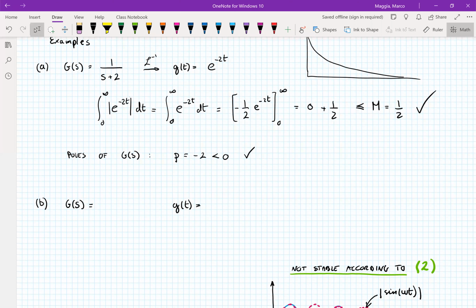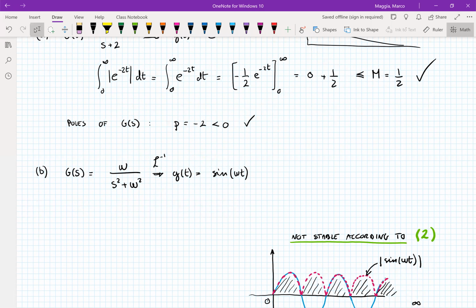Let's take a look now at another example. Now we have g of s equal to omega over s squared plus omega squared. In the time domain, we have that this is simply a sinusoid, sine of omega t. Now let's apply definition 2 first. So let's take the integral from 0 to infinity of the absolute value of g of t dt.